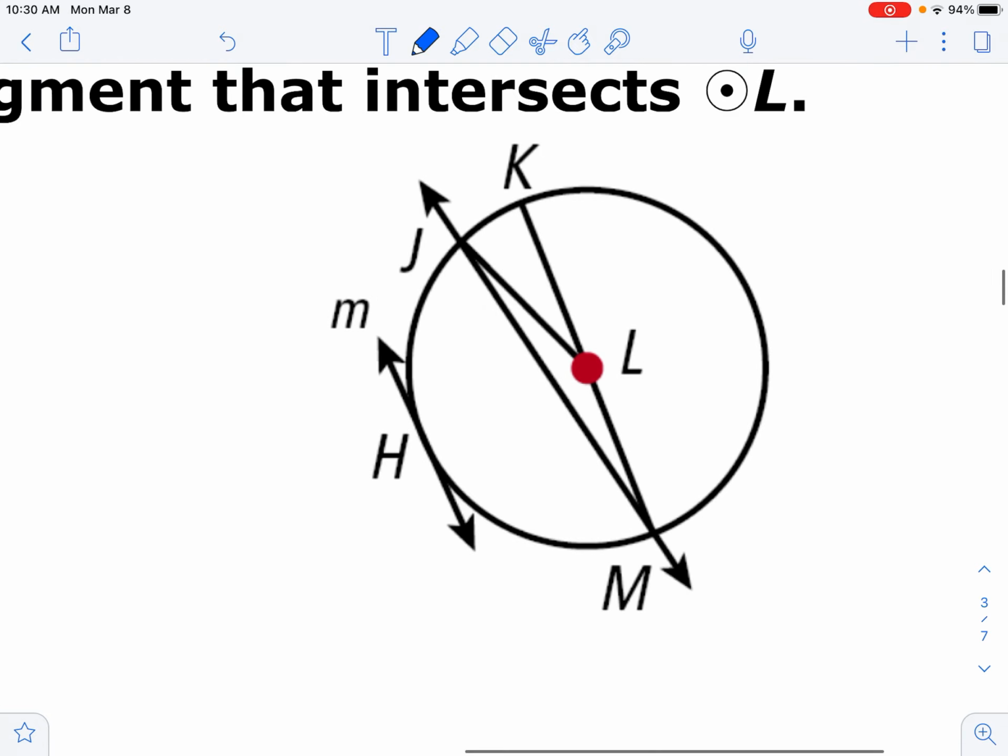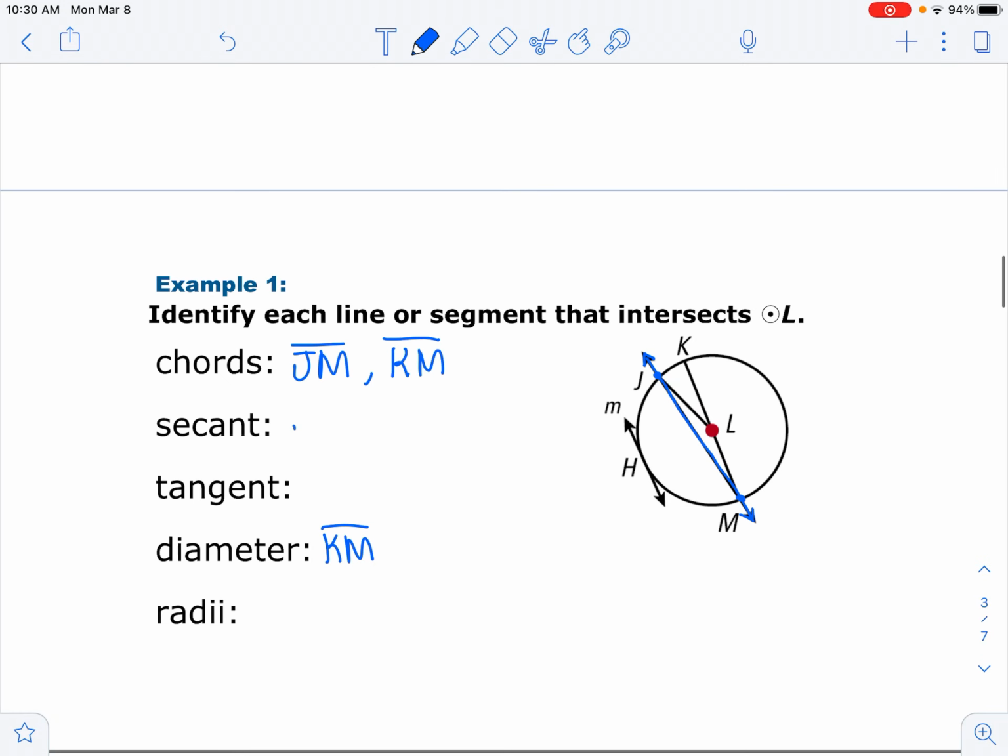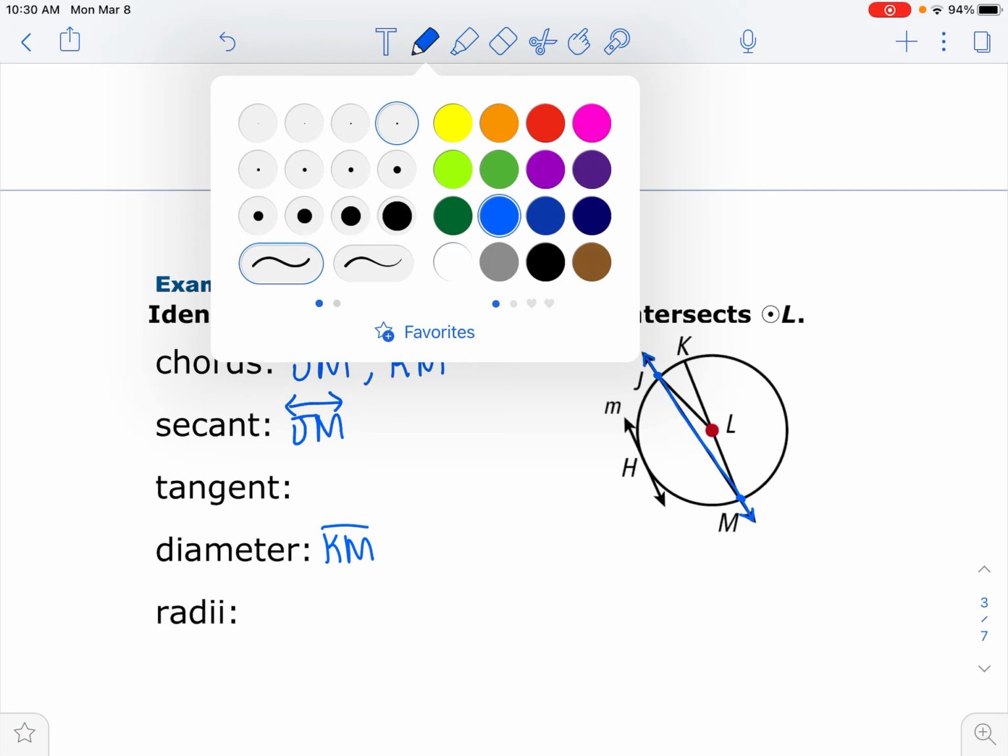A secant is a line that intersects a circle twice. So here is a line right here, and it is intersecting the circle twice. So line JM is a secant. If I went like this, it's wrong. That is correct.